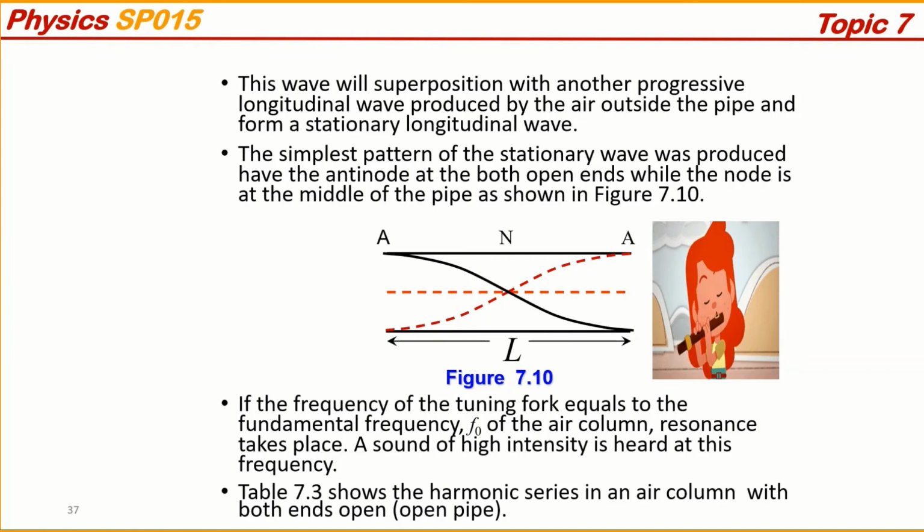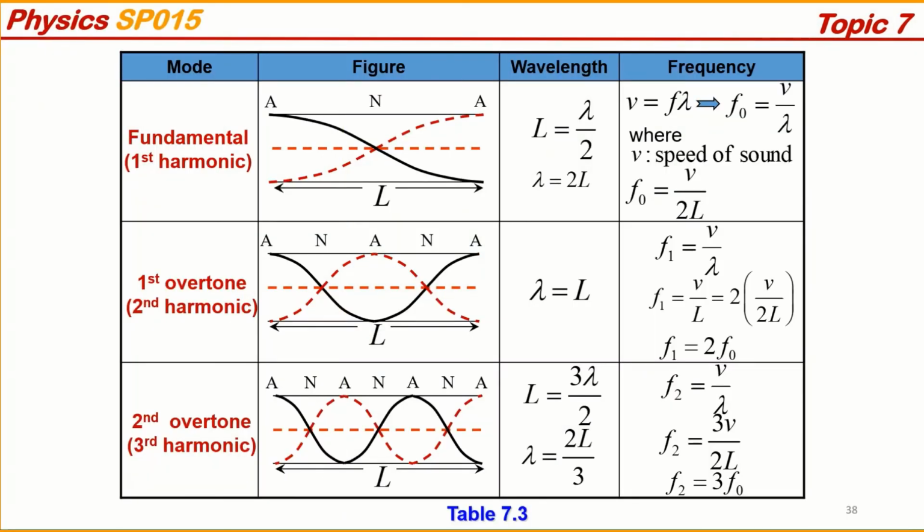If the frequency of the tuning fork equals the fundamental frequency F0 of the air column, resonance takes place. A sound of high intensity is heard at this frequency. Table 7.3 shows the harmonic series in an air column with both ends open, or open pipe. Fundamental, first harmonic. Sorry, first overtone, second harmonic, second overtone, third harmonic.